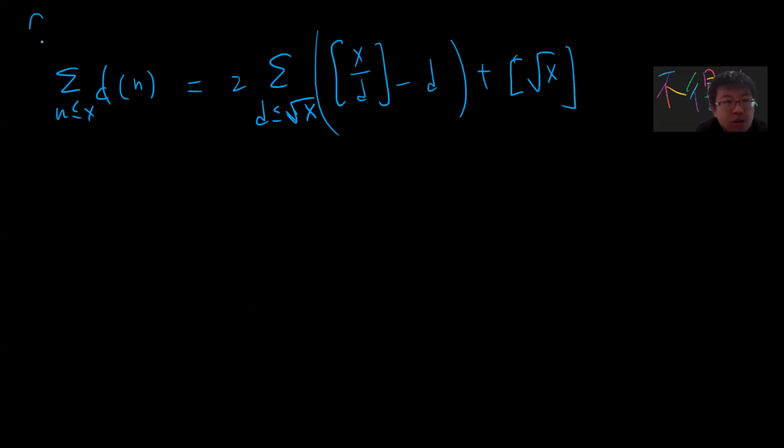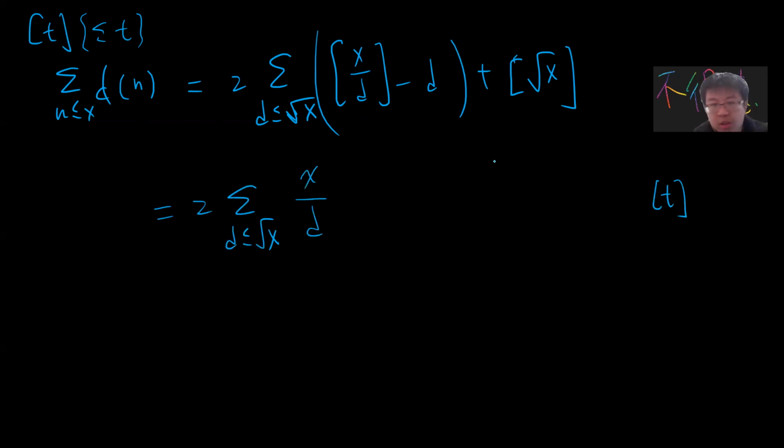Okay, so this t is the largest integer that's equal to t. And once you get this, you need to prove this by using your geometry. It's not difficult. So you can write this term as 2d that's equal to square root of x, and then this is just x divided by d.